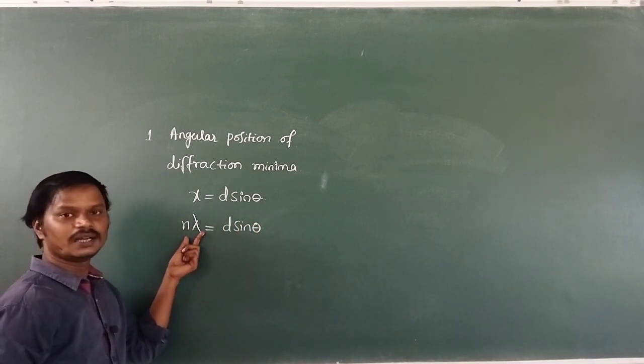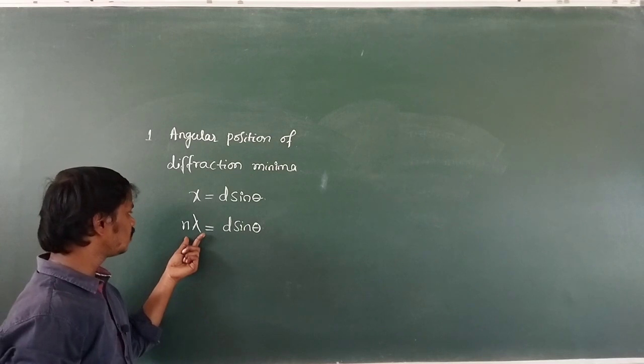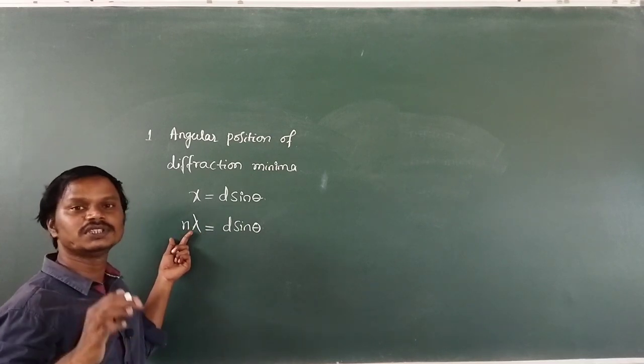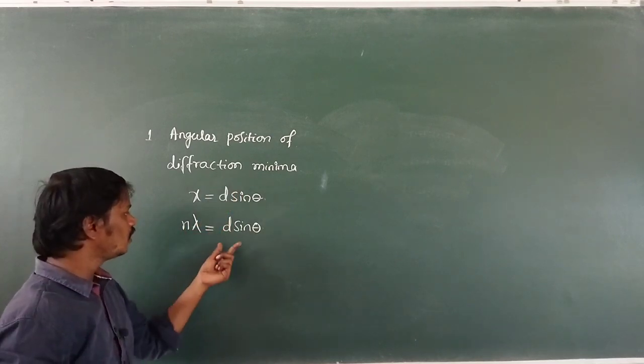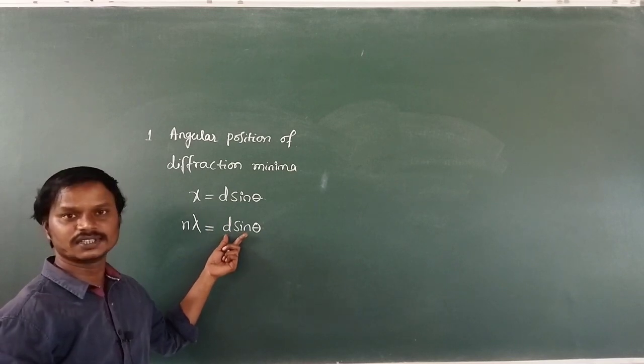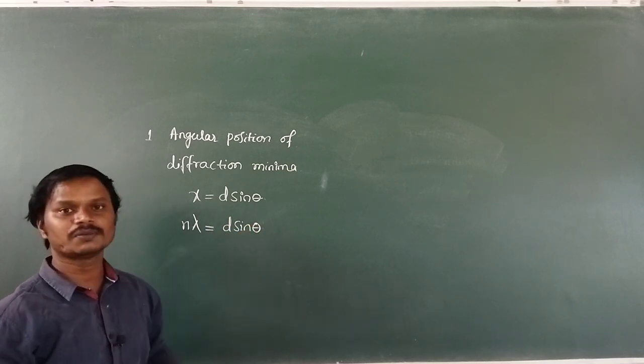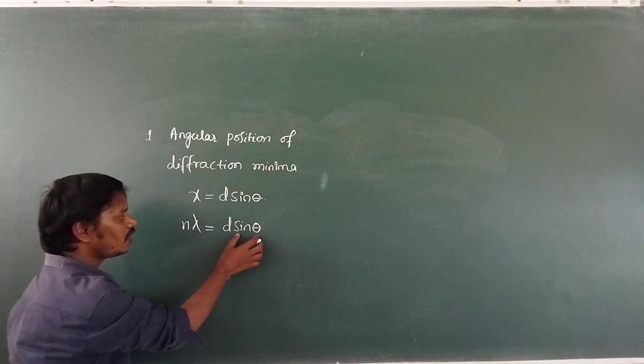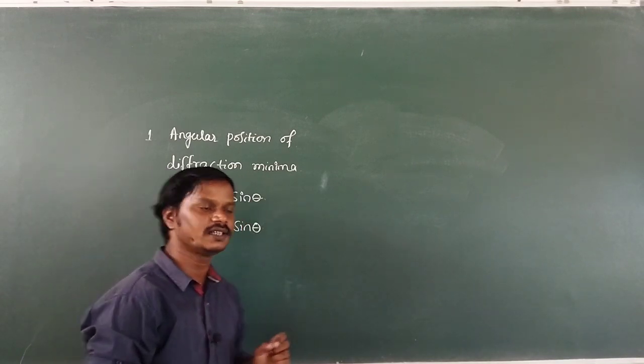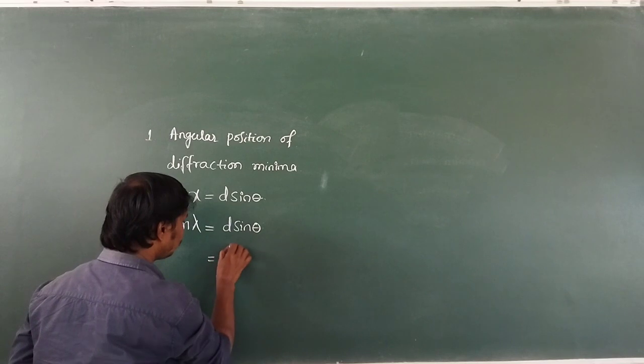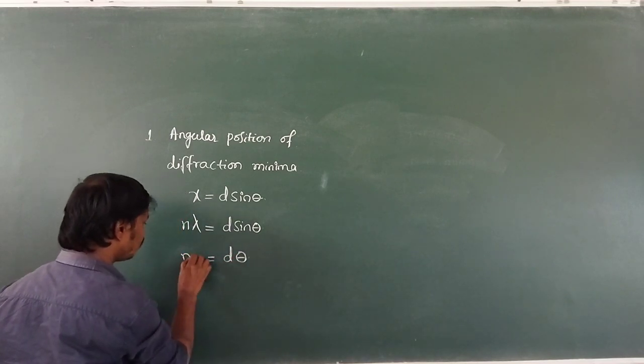What is lambda? Lambda is the wavelength of the light used, and what is n? N is the position of the diffraction minima, and what is d? D is slit width, and theta is the angular position. Now for the small angle, sin theta can be taken as theta. Hence I will write d into theta, that is equal to n into lambda.